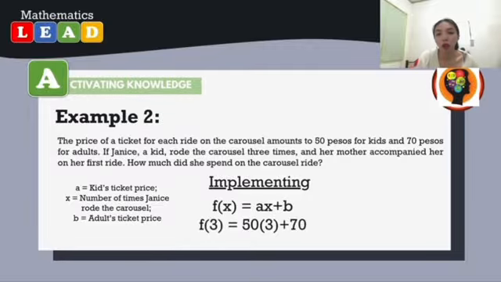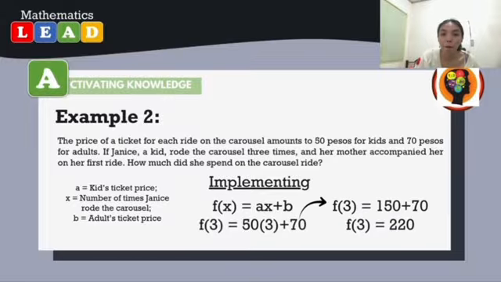When we perform the operation, we have 150 plus 70, where we get the answer f of 3 equals 220, which means that Janice and her mother spent 220 pesos on the carousel ride.